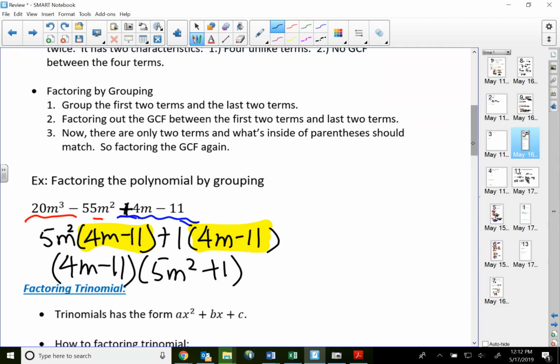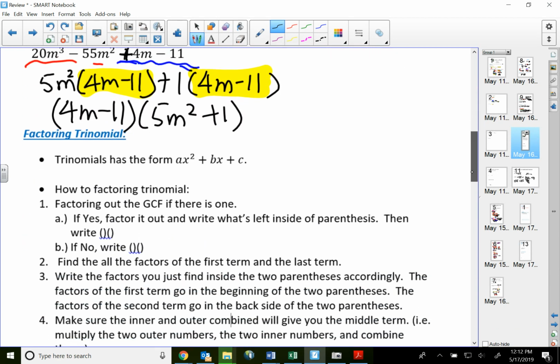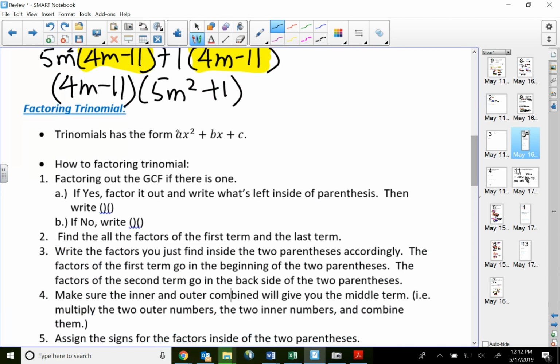All right. Now, to be honest, there are a lot of different ways to factor trinomials. The way I'm going to show you here is called the trial and error method. It's basically just another way of saying I'm going to do the FOIL method backwards.